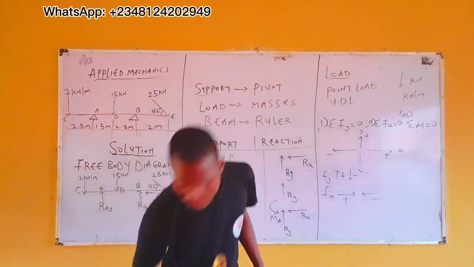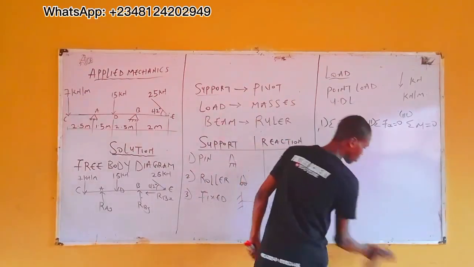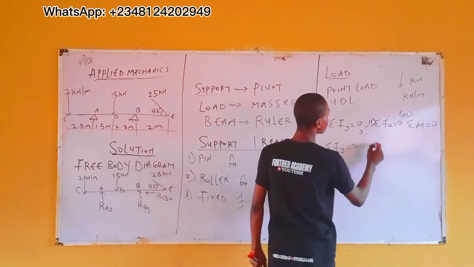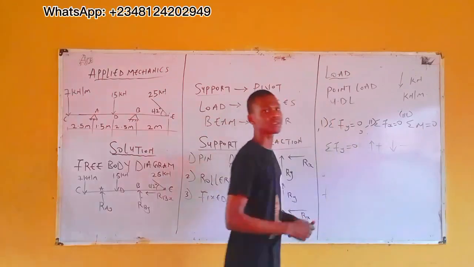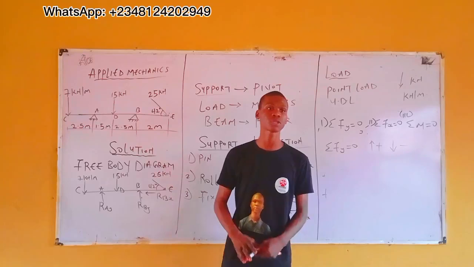So implementing that idea, it becomes summation Fy equals 0. Force of this nature is positive, force of this nature is negative. Now check. Using the free body diagram, how many forces do you have in total, in general?